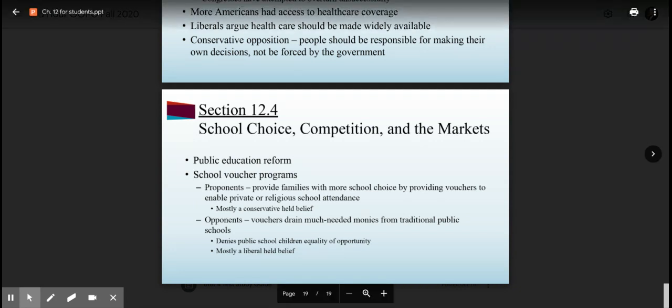So this chapter showed you ideology. It showed you the difference between left and right, liberal, conservative, Democrat, Republican, and just some of the ideas on some pretty hot topics of today.